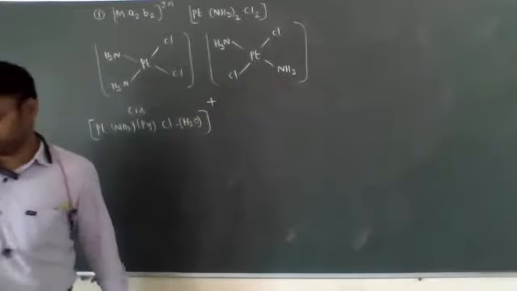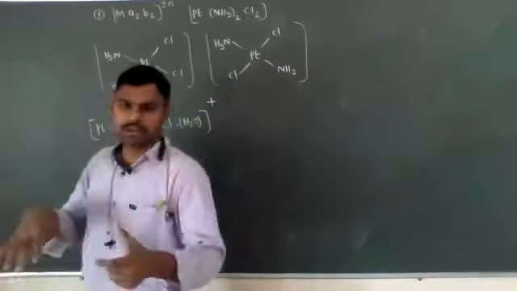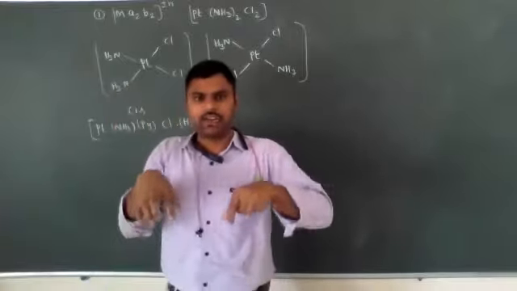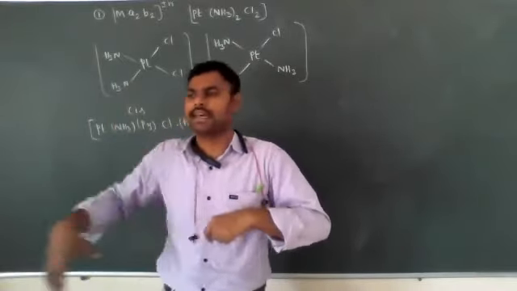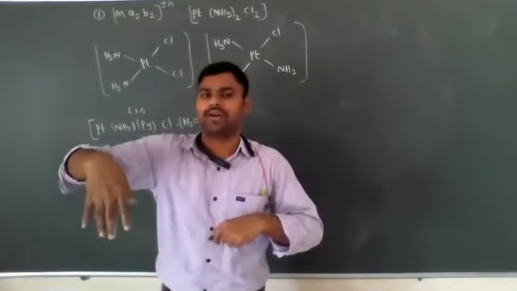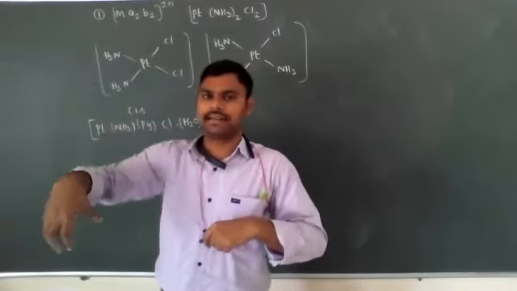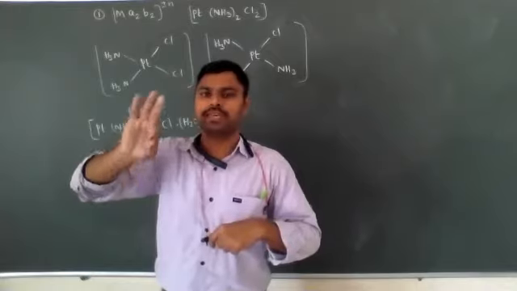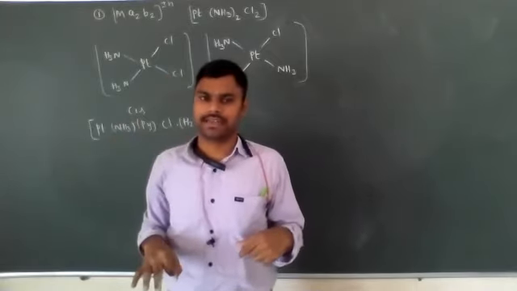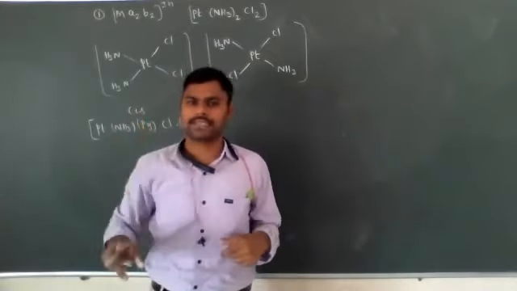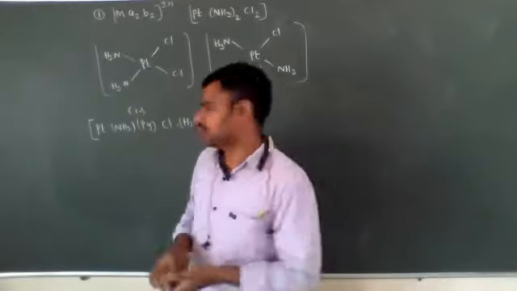4 numbers. You only think about your 4 friends. Out of that, 1 friend's position you have to fix. The remaining 3 members you have to arrange around the central metal atom. Then how many possibilities will you get? 3 possibilities. Out of these, 2 are cis we are considering, and 1 is trans.